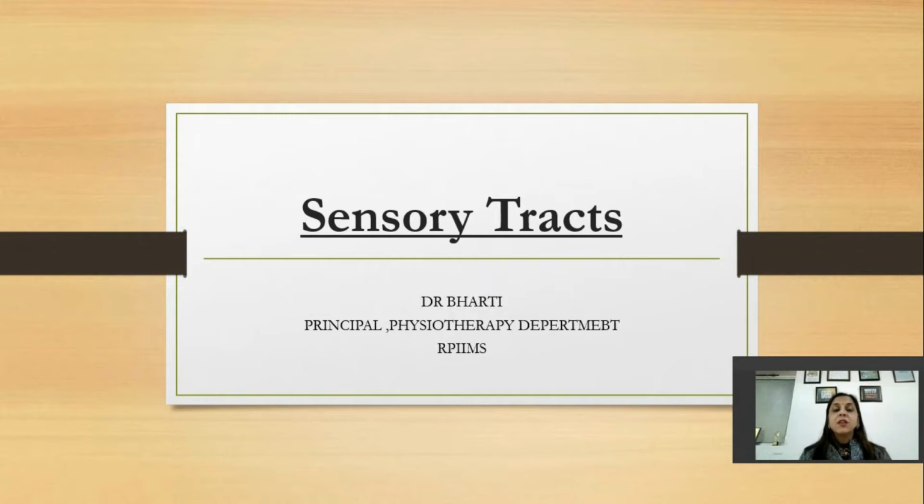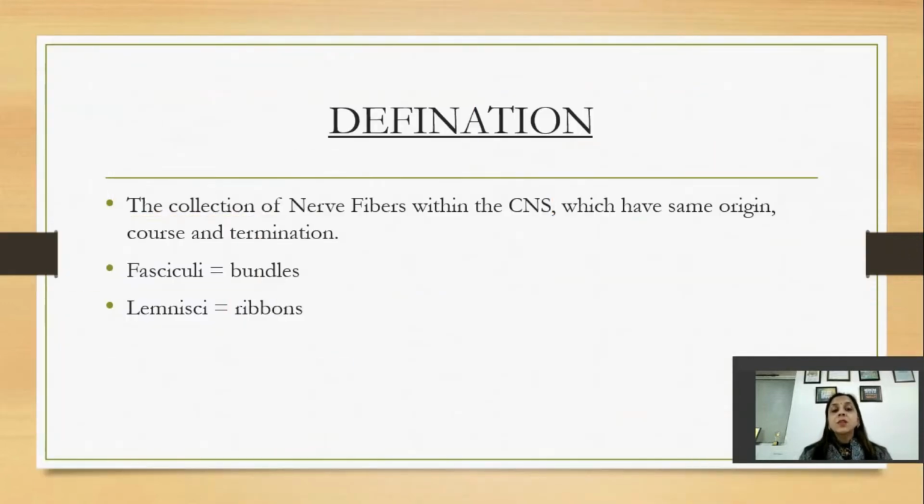So today we will be learning about the sensory tracts. So what are the sensory tracts? Sensory tracts are nothing but the collections of the nerve fibers within the central nervous system which have some specific origin, which have specific course and terminations.